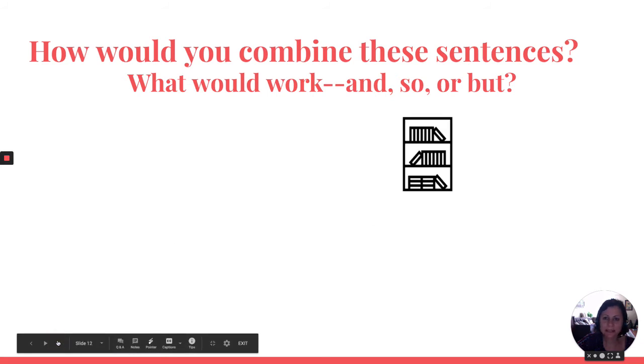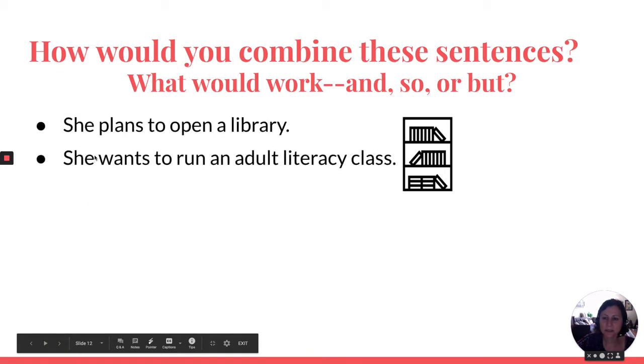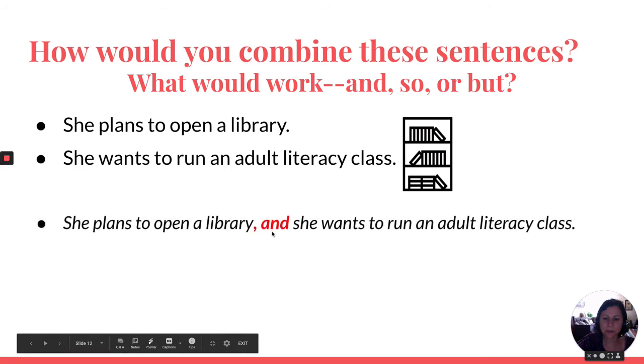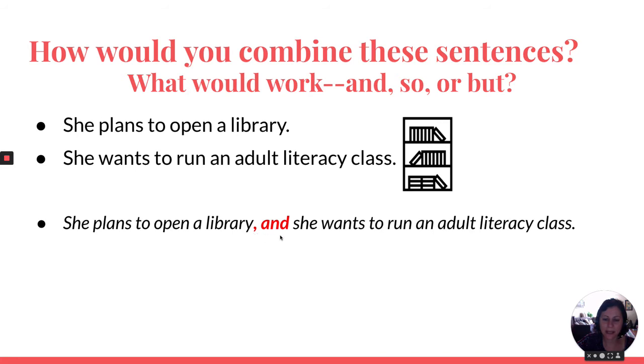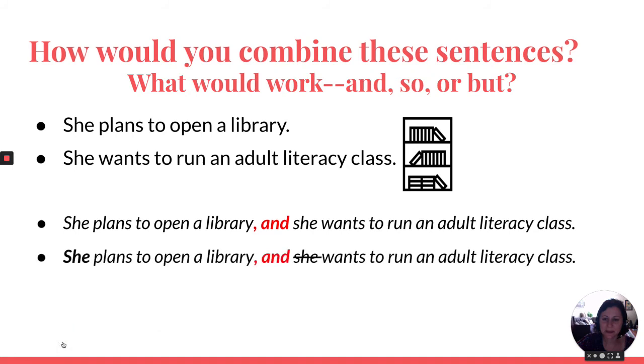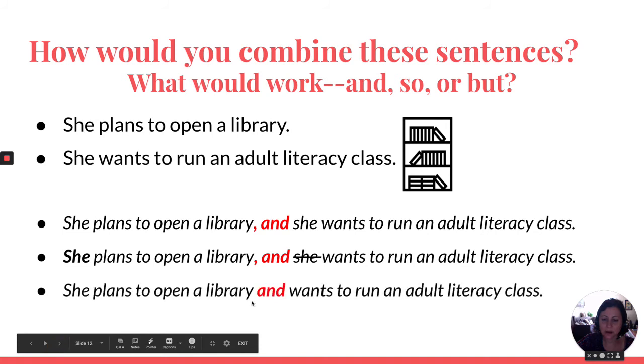How would you combine these sentences? What would work? And, so, or but? She plans to open a library. She wants to run an adult literacy class. Here and would work. She wants to do both these things. She plans to open a library, comma, and she wants to run an adult literacy class. Also, you can delete the she. If you have the same subject and you're using and, you don't have to repeat it. And if that's the case, you can also delete the comma, okay, because I don't have 2 independent clauses.